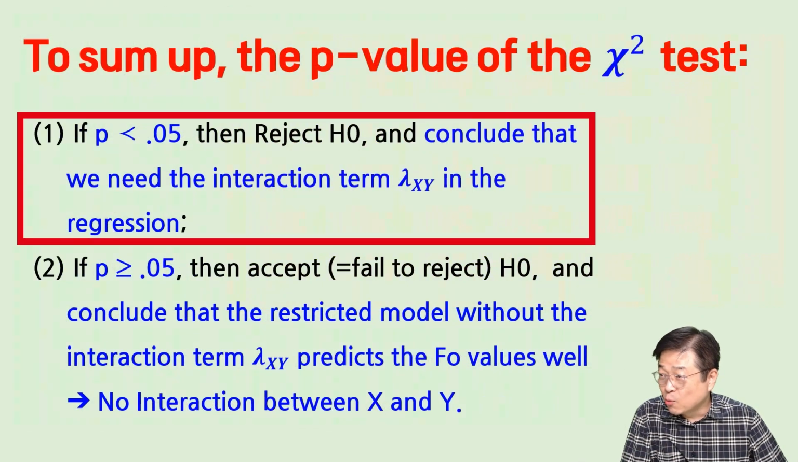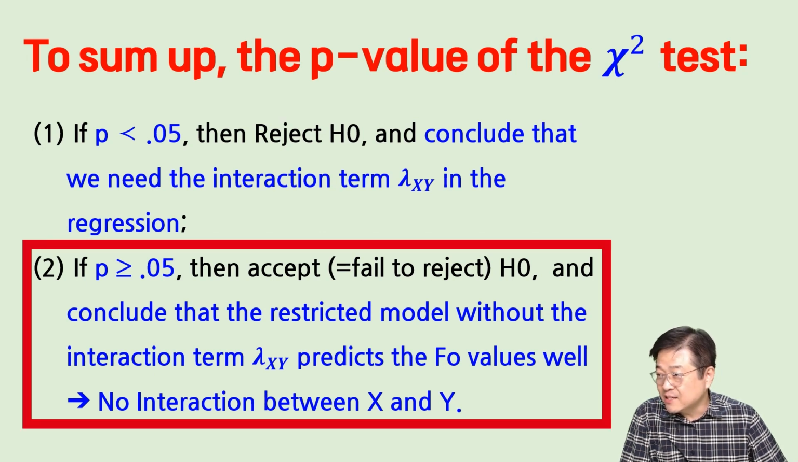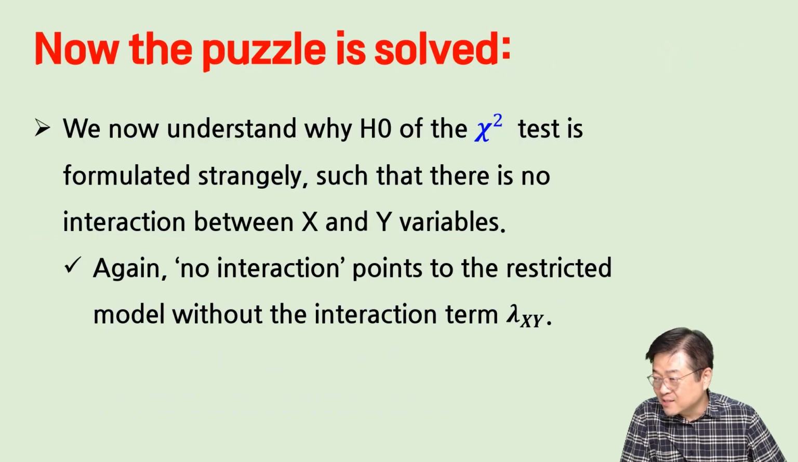Here's the summary. If p is smaller than 0.05, then reject h0 and conclude that we need the interaction term lambda xy in the regression. On the other hand, if p is the same as or greater than 0.05, then accept, i.e. fail to reject h0, and conclude that the restricted model without the interaction term lambda xy predicts the observed frequencies, so there is no interaction between x and y. Now the puzzle is solved.